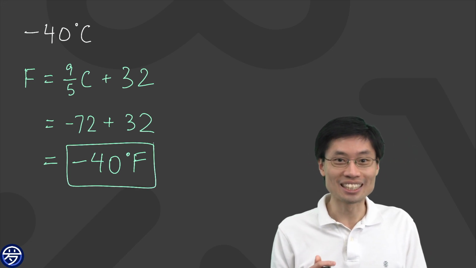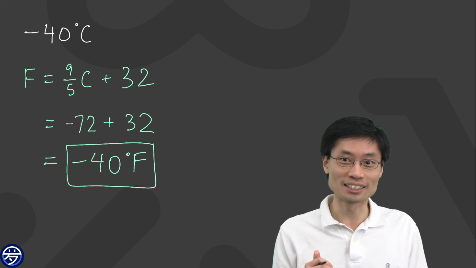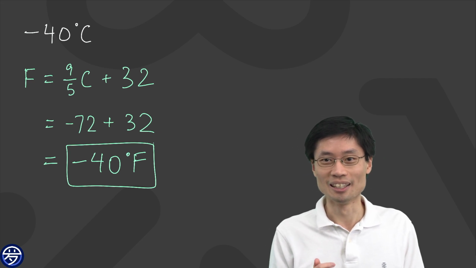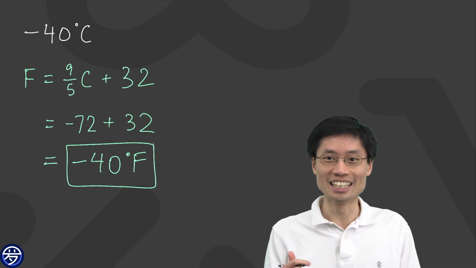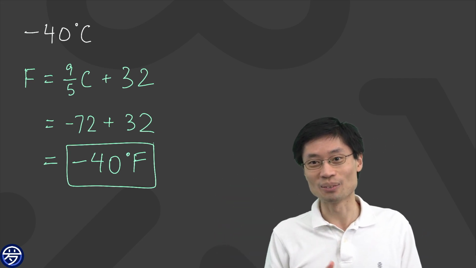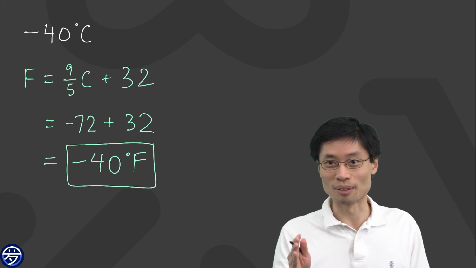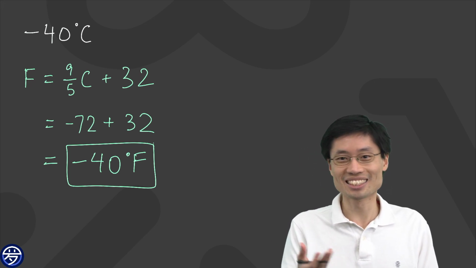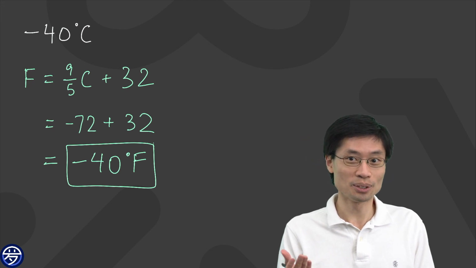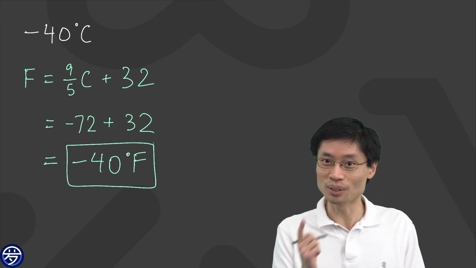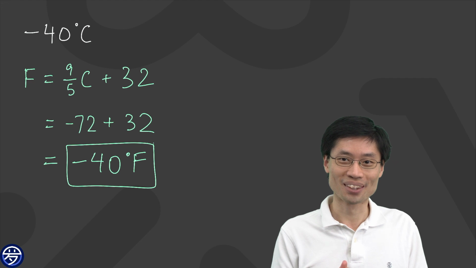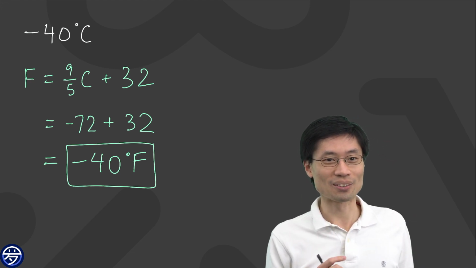So -40 is a special number. -40 Celsius is the same as -40 Fahrenheit. And that's why when I wrote the -40, I didn't even need to tell you whether it's Celsius or Fahrenheit. Both of them are exactly the same. And so this is kind of cute, and maybe someday it'll be useful if you ever decide to go to a really, really cold place. Okay, more questions.